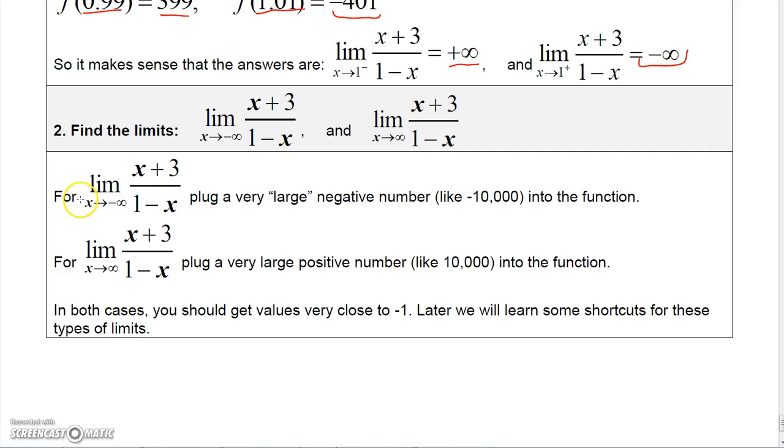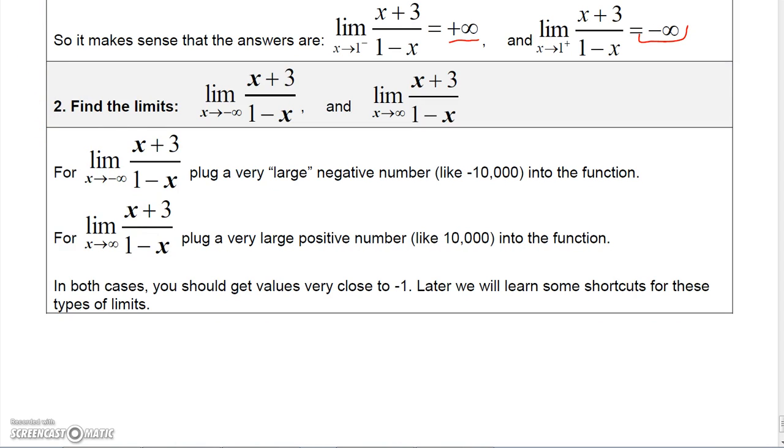So if you plug a very large number into this, you're going to find that this limit's going to be negative 1, or a very large negative number in, that's going to be negative 1. And if you plug a very large positive number in, you're going to see this is very close to negative 1. So this limit is actually negative 1, and this limit is actually negative 1. And that's pretty much the end of limits. Continuity comes next.